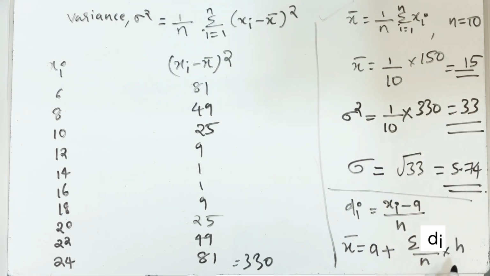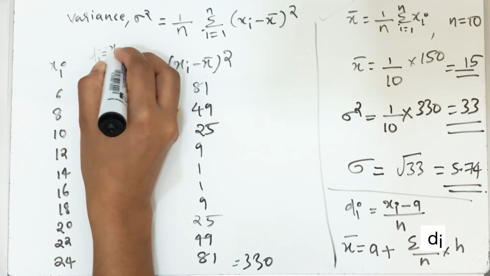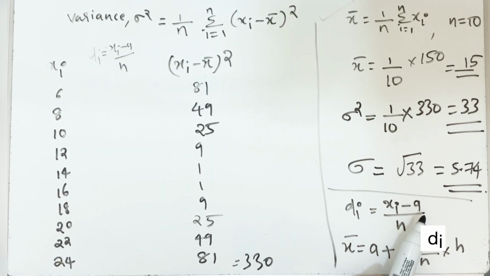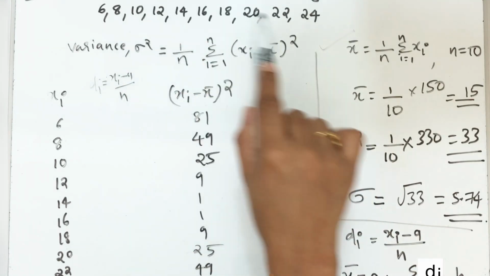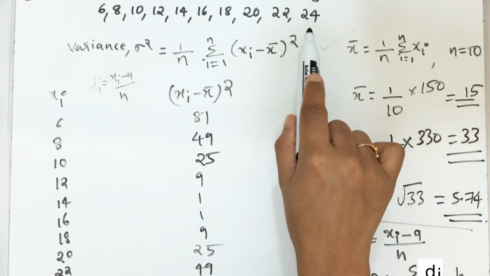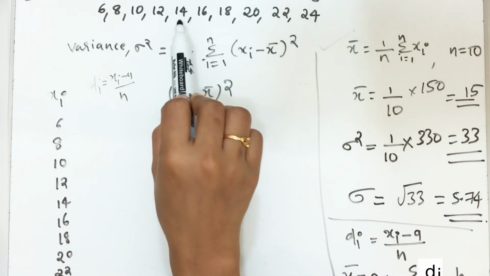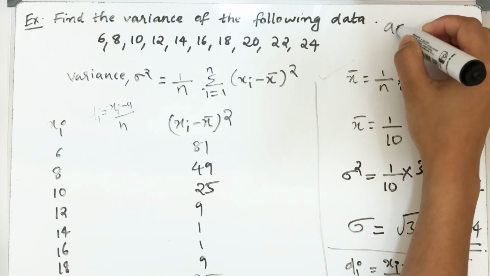We have already discussed this. So we see the step deviation: di is equal to xi minus a by h. What is the assumed mean here? Just a middle value. Here the middle value is 24 plus 6 by 2, that is 15. Here there is no 15, so we can take 14 or 16, any value. So here we take a equal to 14.